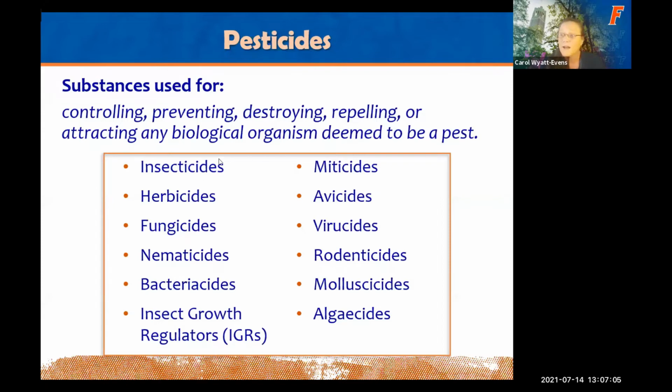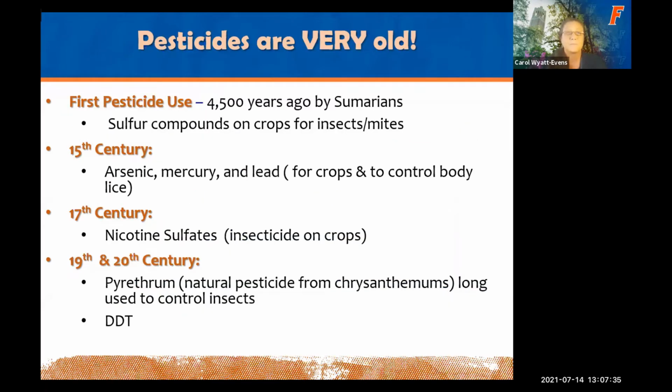For instance, we have insecticides, which are used against insects. Fungicides are used against fungi. Miticides are used against mites. So remember that mites are not insects. They are arachnids. So if you try to use an insecticide against a spider mite, you're going to just be frustrated because it's not going to work. But anyways, you get the picture about what the word pesticide encompasses.